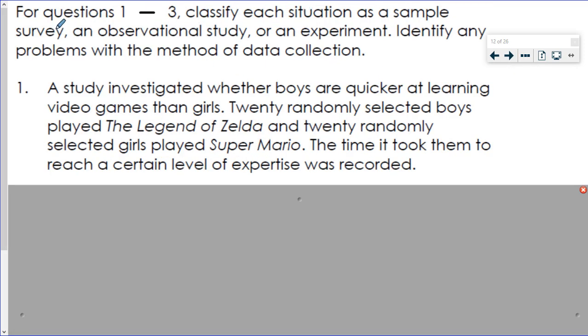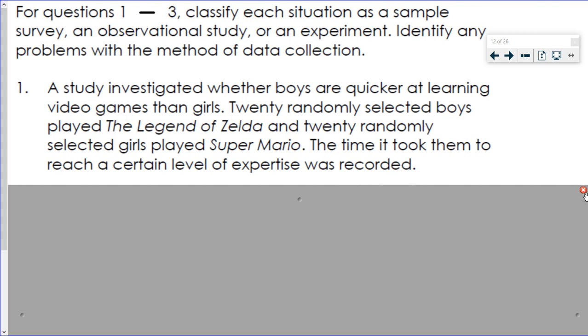All right. So here are some examples. For questions 1 through 3, classify each situation as a sample, survey, an observational study, or an experiment, and identify any problems with the method of data collection if one exists. Sometimes it may not exist. So here's the first one. A study investigated whether boys are quicker at learning video games than girls. 20 randomly selected boys played The Legend of Zelda, and 20 randomly selected girls played Super Mario. The time it took them to reach a certain level of expertise was recorded. All right. So is this a sample survey, an observational study, or an experiment?